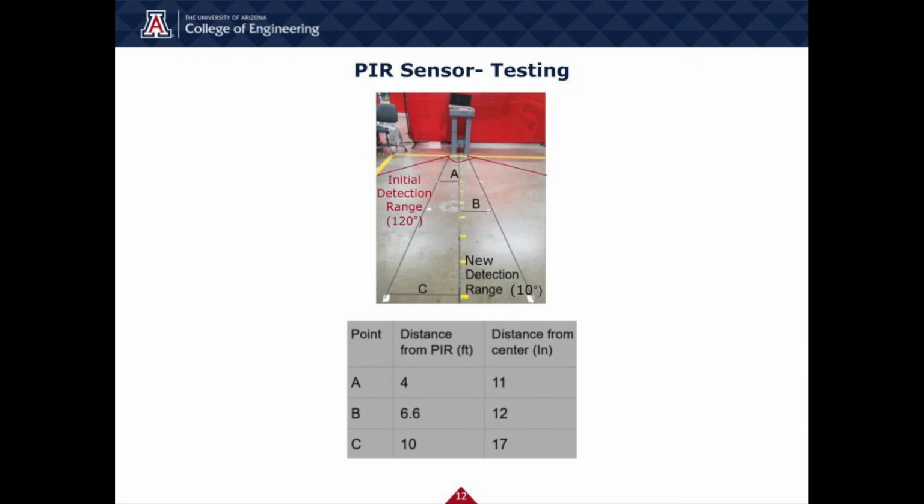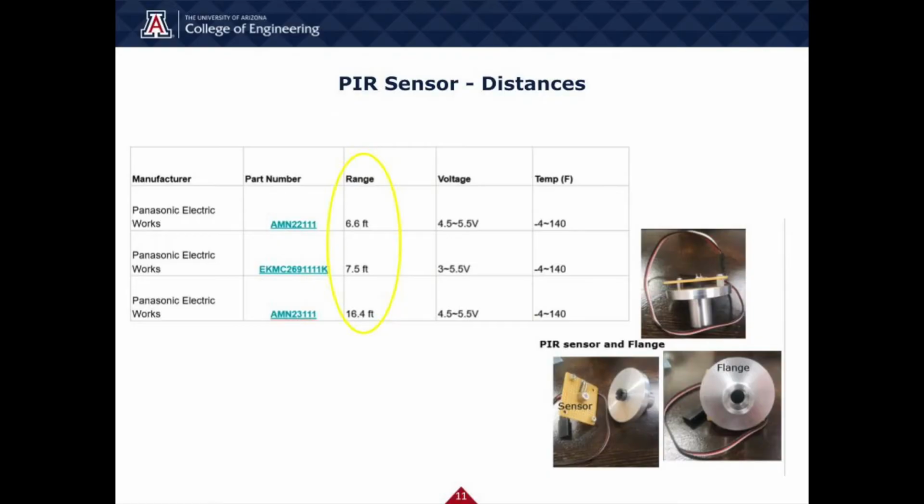We tested at a variety of distances from the sensor and its center line. This allowed us to develop a detection region for each sensor. During testing, the 7.5-foot sensor didn't function, and after discussing with the sponsor, it was decided that this sensor would be eliminated. Ultimately, the flange and PIR sensor worked together to create a narrow detection region that when the animal entered would be triggered and communicate with the software.